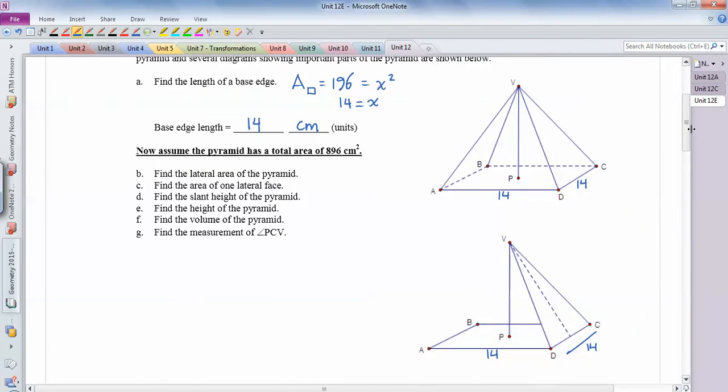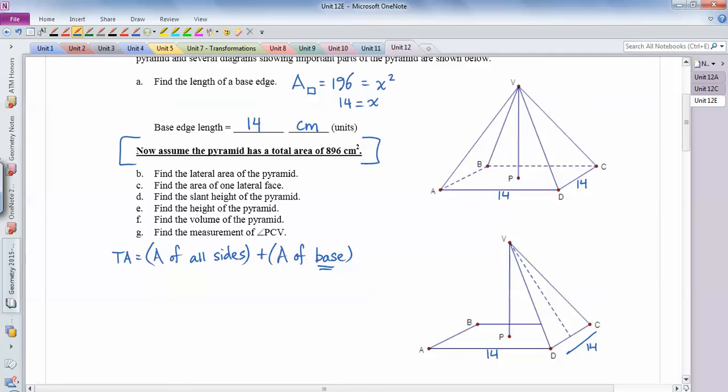Find the lateral area of the pyramid. All right, and a lot of students miss this, even though it's bold, underlined, and I tried to make it obvious: assume the pyramid has a total area of 896. So the total area for a pyramid is the area of all the sides, which in this case is 4 triangles around the edge, plus the area of the base. Now, in a prism it'd be the bases, but since it's a pyramid, there's only one base.